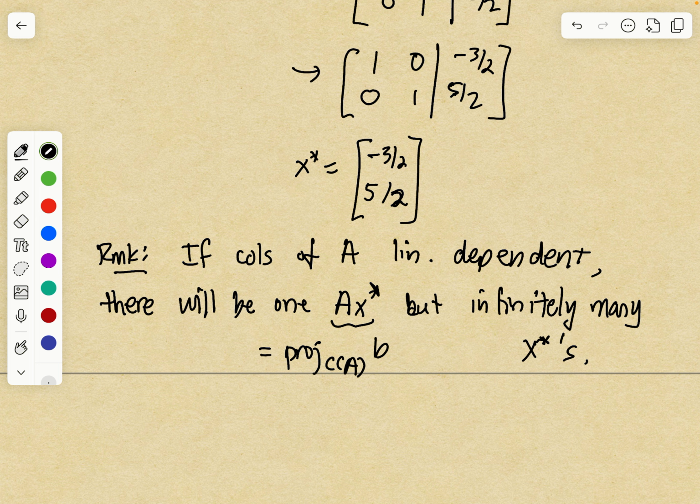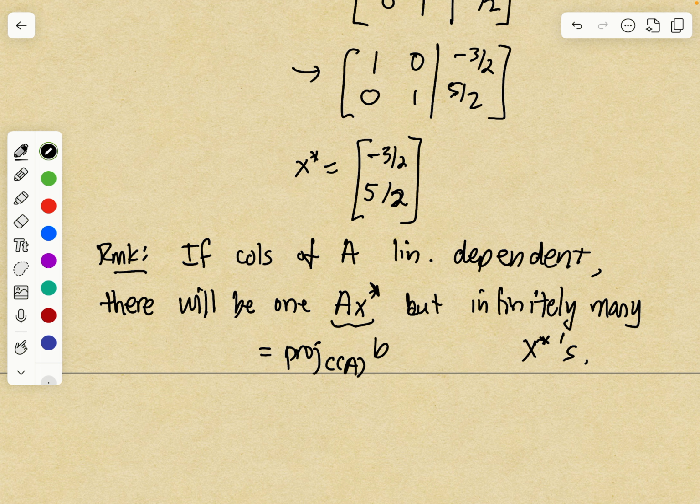That's a different type of thing. And then that leads to more theory. There's something called the pseudo-inverse, and that picks out that particular quote-unquote best x star. It's the smallest length out of all the possible x stars. Okay, so that was the method of least square solution. And then in the next video, we're going to apply this to find the best fit line.